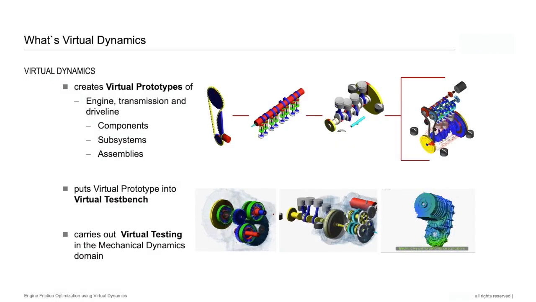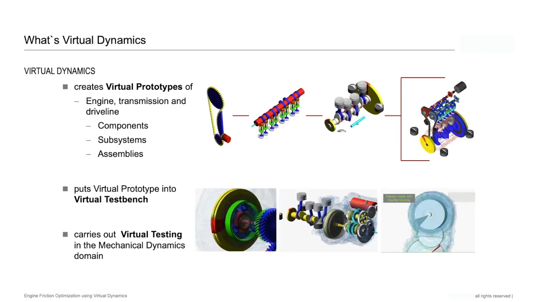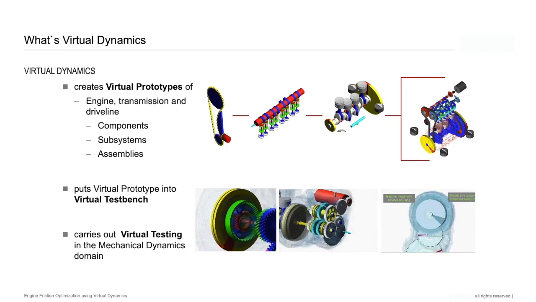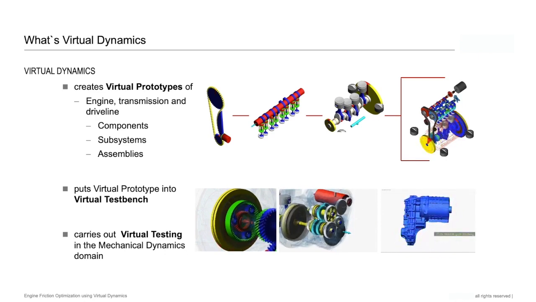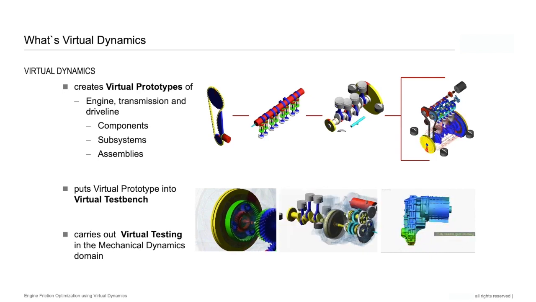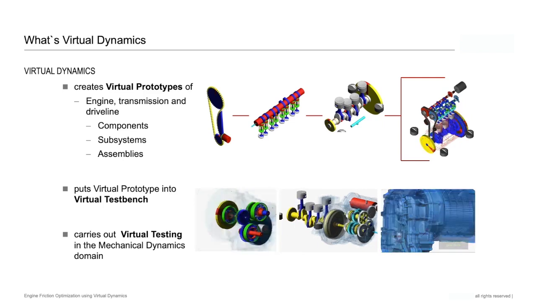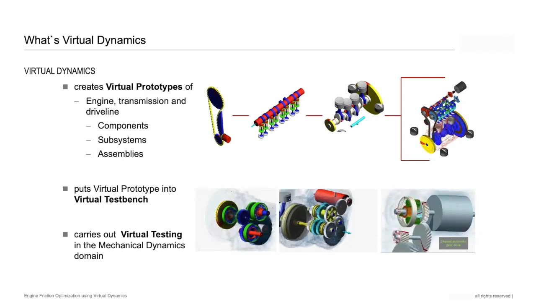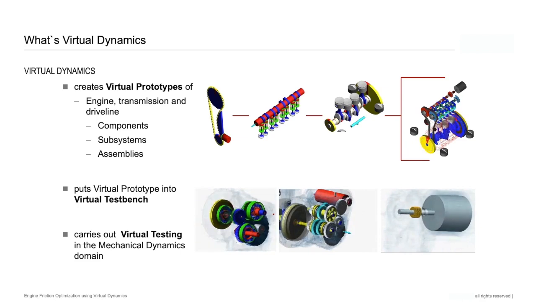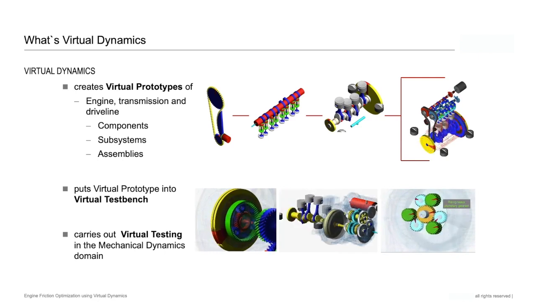What is virtual dynamics? It's an advanced simulation software for dynamic analysis of engine, transmission, driveline, and electric motor in conventional, hybrid, electric or battery electric vehicles. So we create virtual prototypes of engine, transmission, and driveline at component level, subsystem level, or assembly level. Then we put these virtual prototypes in the virtual test bench and carry out virtual testing, or in other words, simulation in the mechanical dynamics domain.